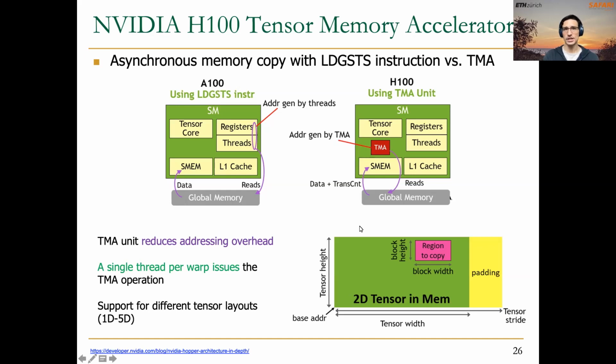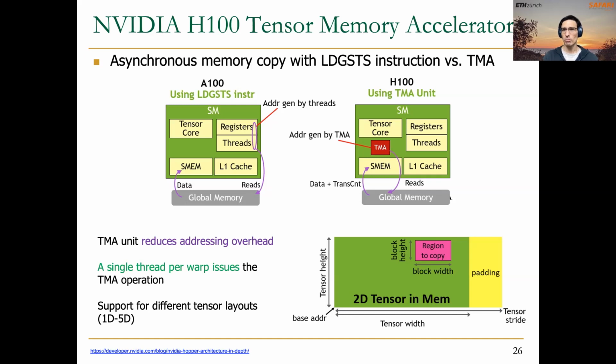There are not many details yet about how this is performed, but what we can see is that because the organization of the tensor, given its dimensionality from 1D to 5D, is known in advance, it's just necessary to know one base address plus the tensor height and the tensor width. These are the parameters that I can guess that the single thread per warp is sending to the TMA unit, and inside this TMA unit it's possible to calculate the exact bounds of the region that is going to be copied in every cycle.